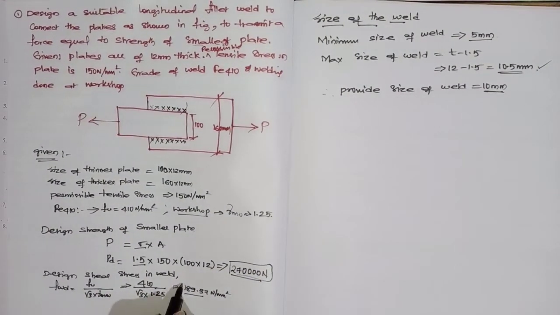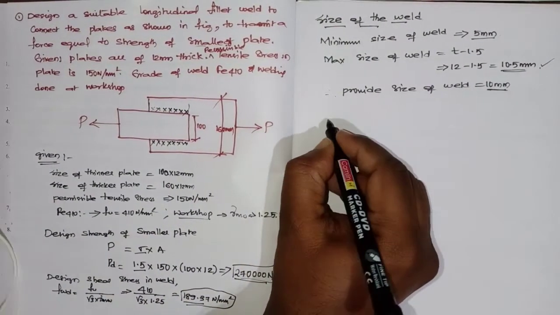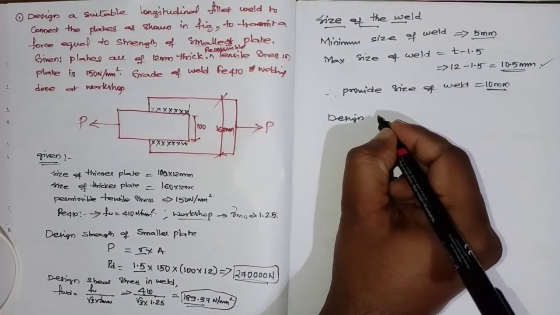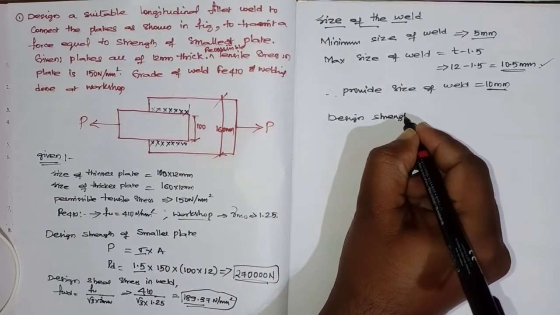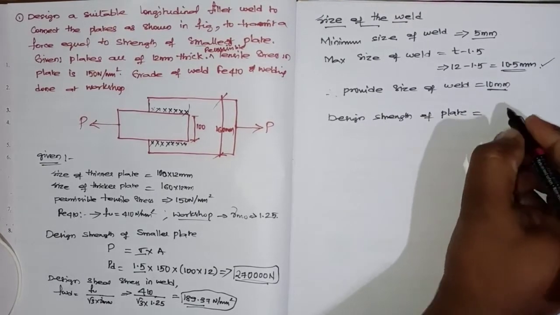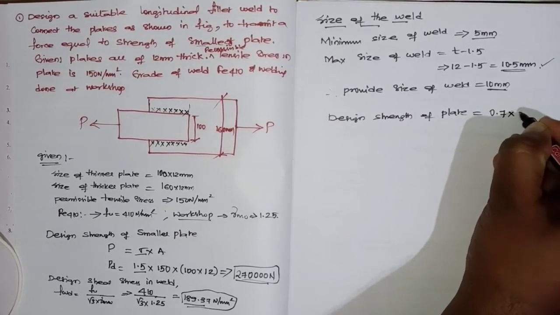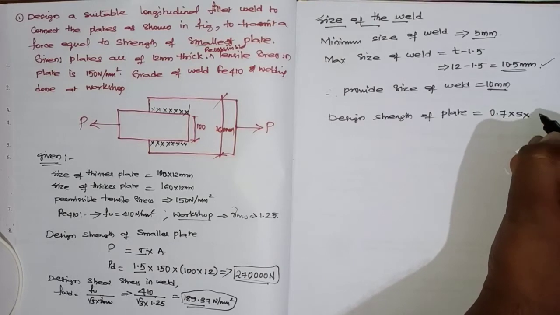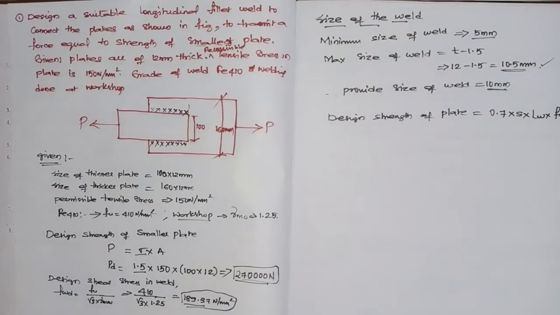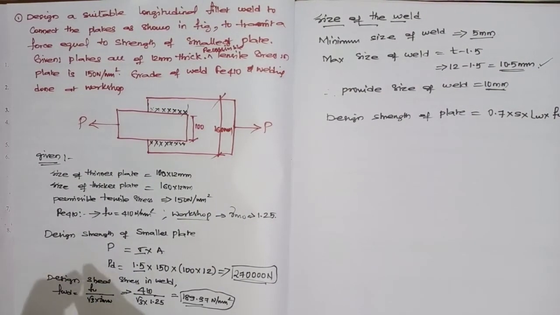Now you have the load, you have the shear stress in the weld, and next the design strength of the weld, which equals 0.7 into S into LW into FWD. Now, what is the design strength of the plate? This is 270 kN, right?